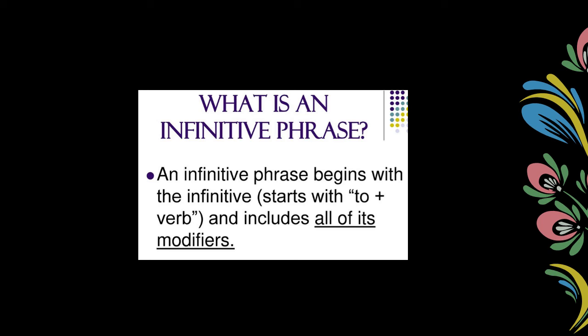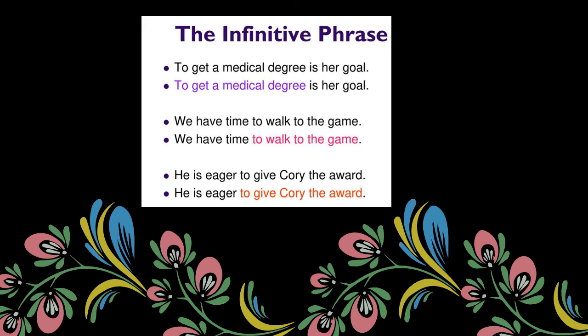Now, what is an infinitive phrase? It is a phrase that begins with the infinitive plus all of its modifiers. Remember, your infinitive starts with to plus your verb and all its modifiers. That is what we call your infinitive phrase. Look at these sentences. To get a medical degree is her goal. Your infinitive is to get, and your infinitive phrase is to get a medical degree.